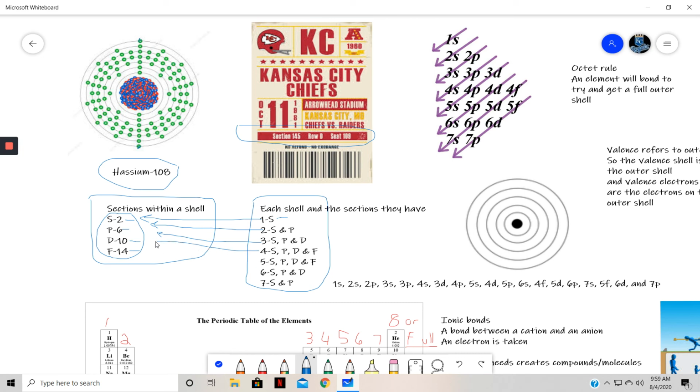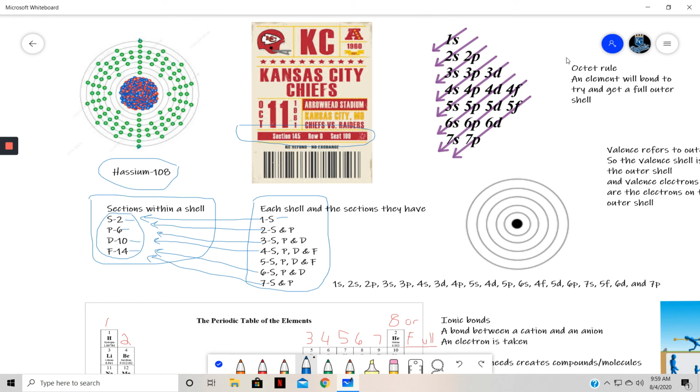And we keep going down. 4 and 5 have an S, P, D, and F section, so they can hold the entire 32, as we've already mentioned. And then once we get to 6, we lose that F section, so it can hold 18 because it's 10, 6, and 2, just like number 3. And then 7, just like number 2, holds 8. And it's that 8 that is going to be the focal point of all that's going on. It's that final 8.